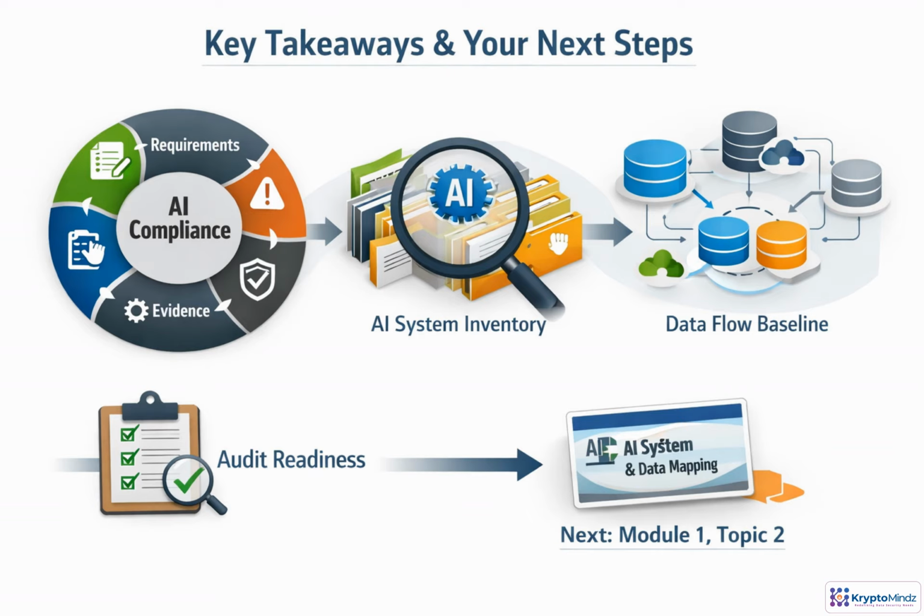You now have the core map. Obligations connect to AI risks, controls, operations, and evidence. Strong mapping starts with clear scope, shared ownership, and artifacts teams can actually use. Audit readiness is built continuously. Next, we define the system itself through inventory and data flow baselines.